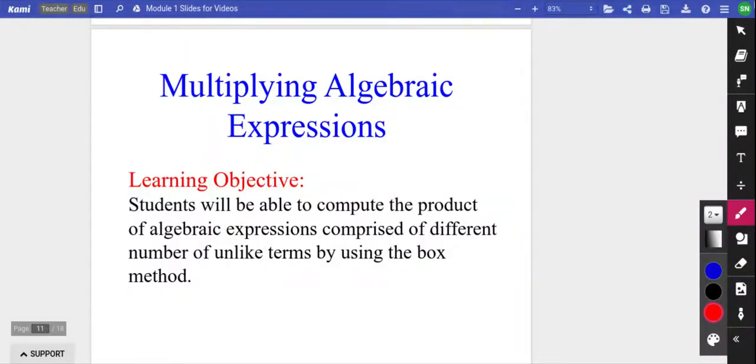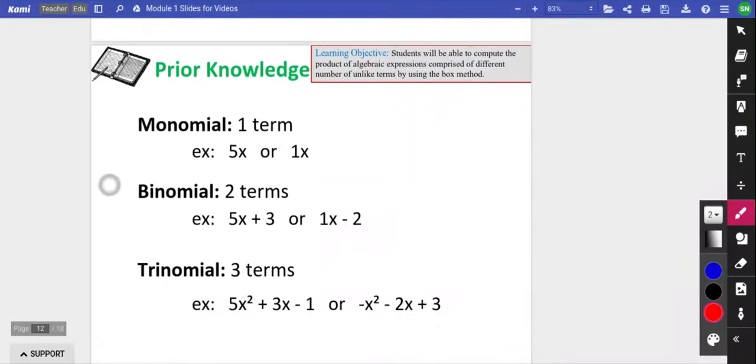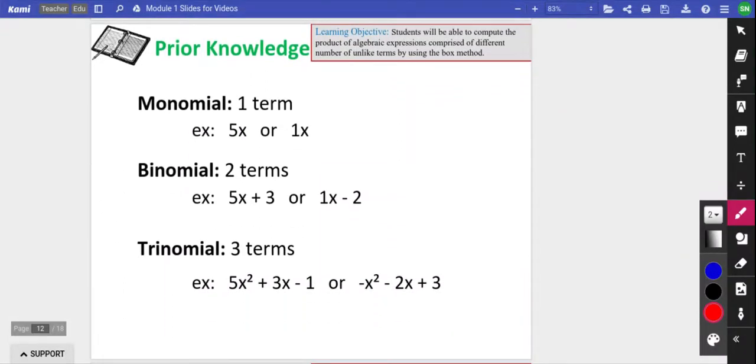Hello, in this video you will learn how to multiply algebraic expressions, and we will be focusing on using the box method. Some prior knowledge before we start is some terminology.